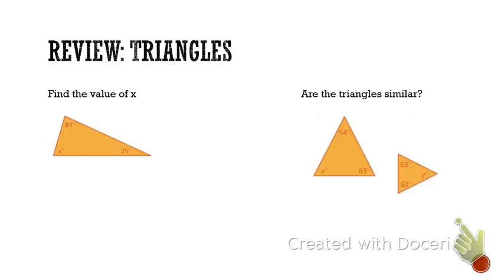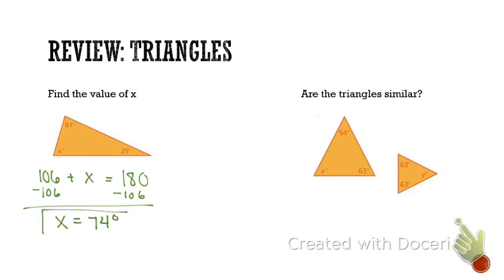And then you have 2 triangle questions. You're going to find the value of x. You just need to remember that the angles of the triangle add up to 180. I believe these were review questions on a couple of those homework assignments. So we just say 81 plus 25 gives us 106 plus the angle we don't know, but we know the total is 180. So we subtract 106 from both sides, and x equals 74 degrees. And that's it.